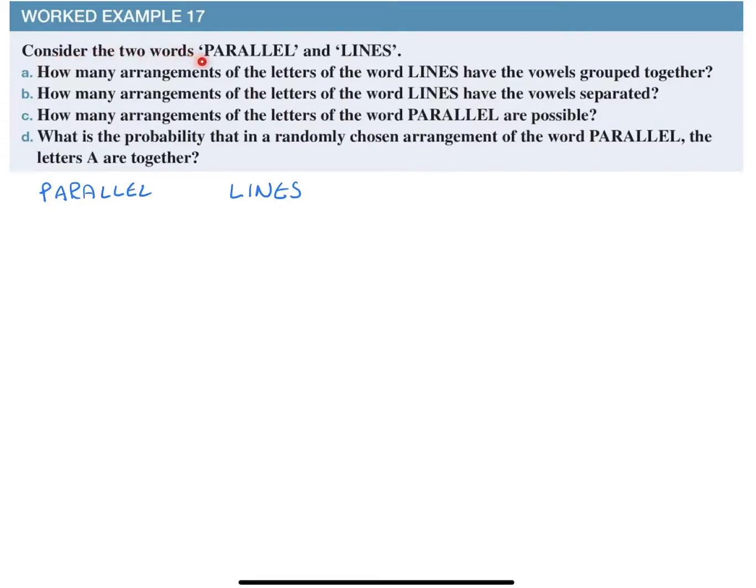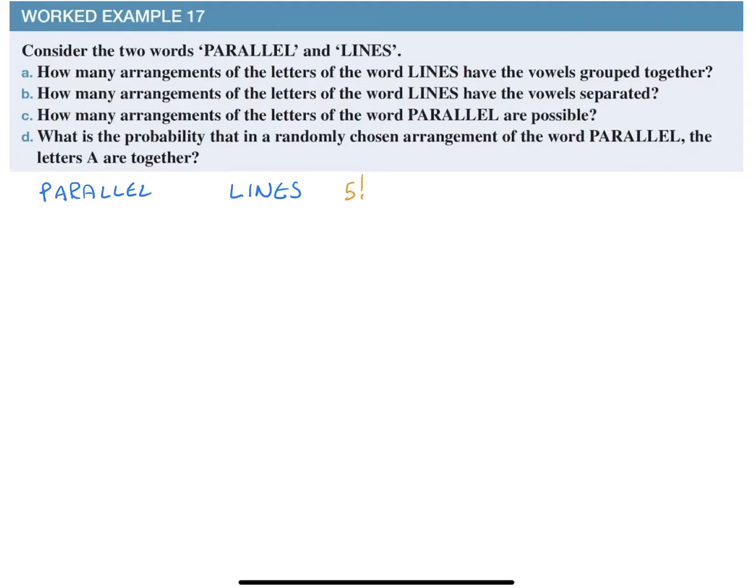Consider the two words parallel and lines. How many arrangements of the letters of the word lines have the vowels grouped together? So we're looking at the number, how many, and we have two vowels. If I just wanted to know how many ways there are to do lines, regardless, remember what it would have been.